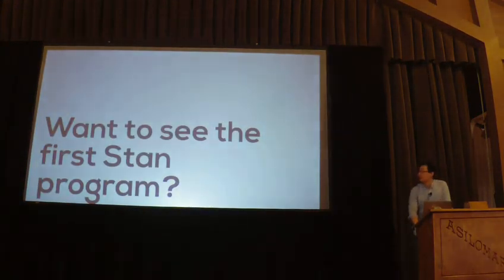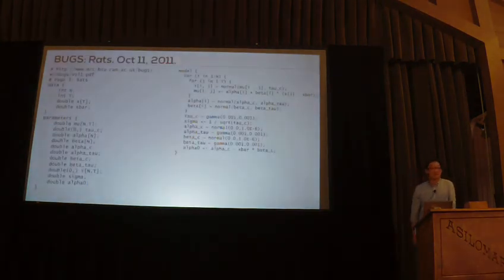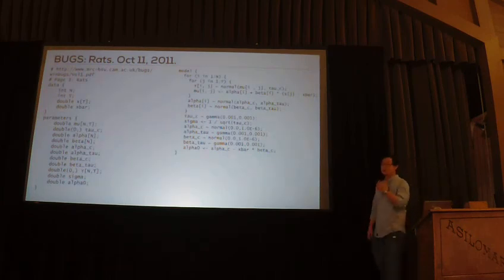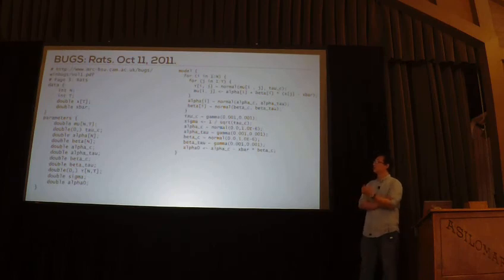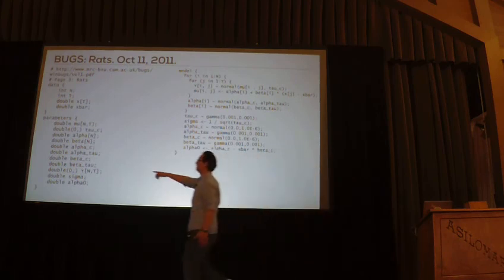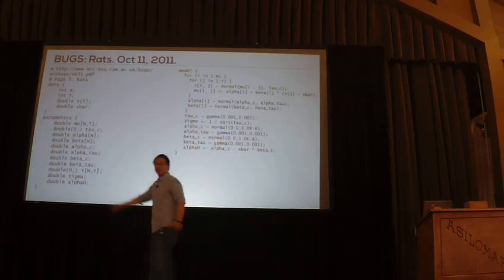You want to see the first Stan program? The actual Stan program? Yeah, this was it. This was from October 2011. And this is the rats surgical example from the BUGS library. And if you look, it looks kind of similar, but check that out. We used to have doubles in there, and the bounds were written out that way.